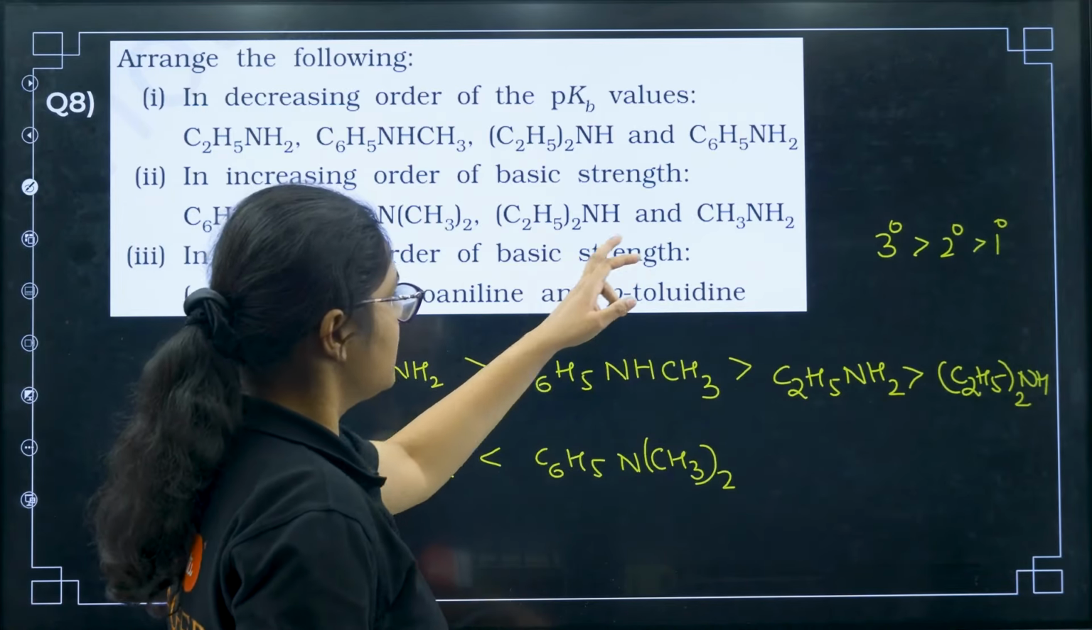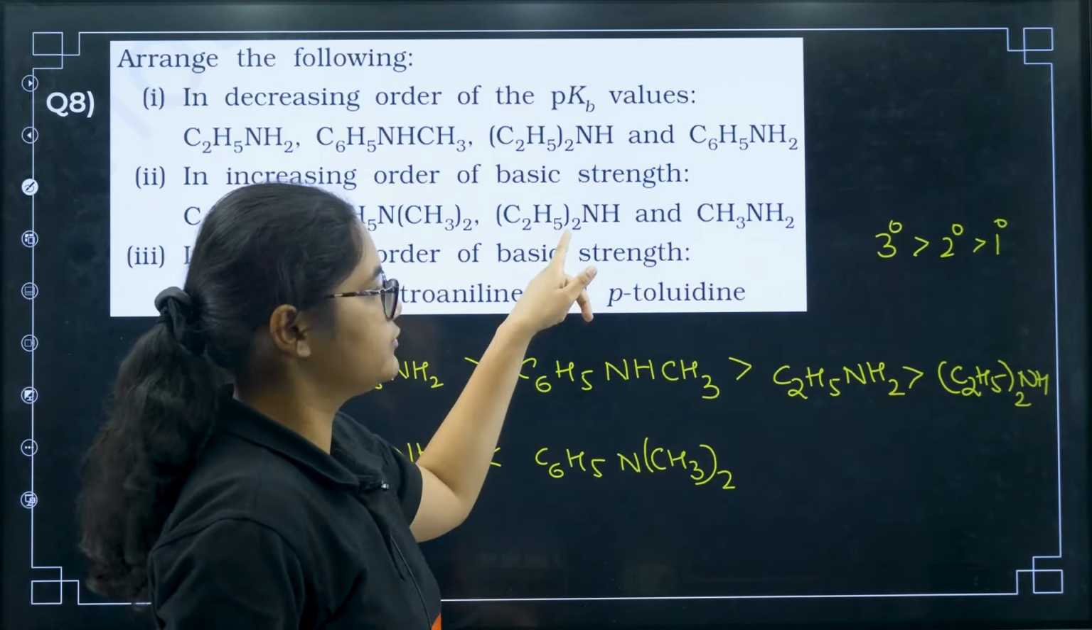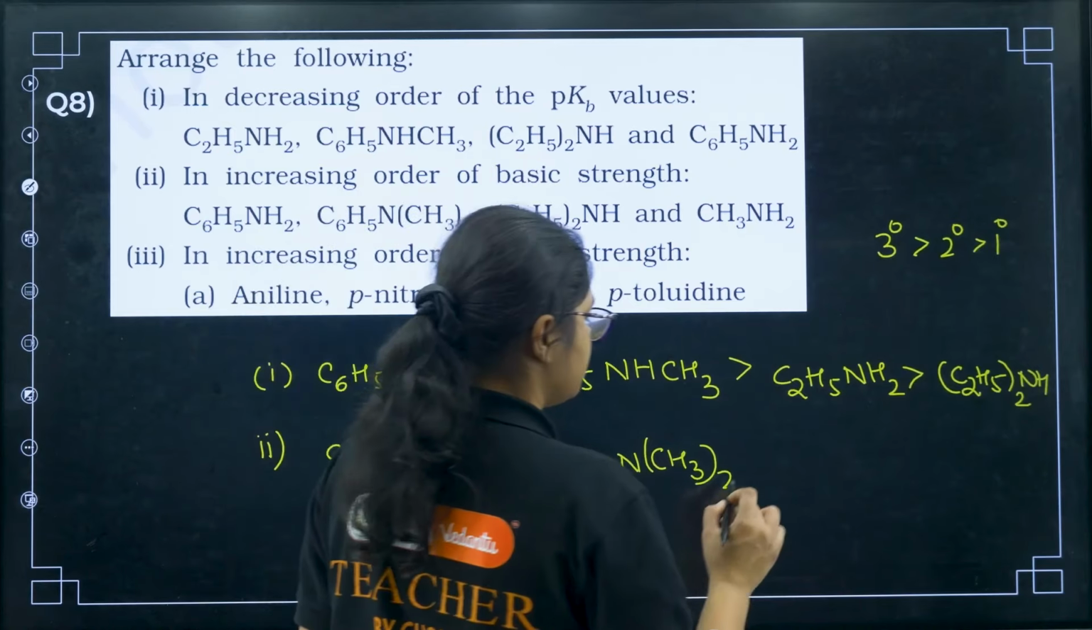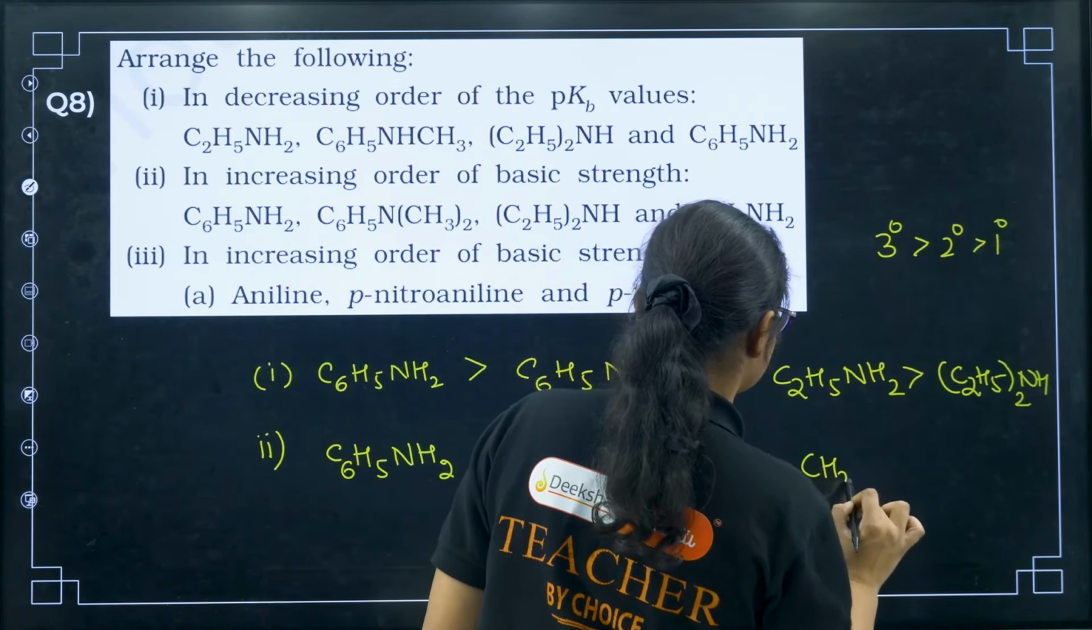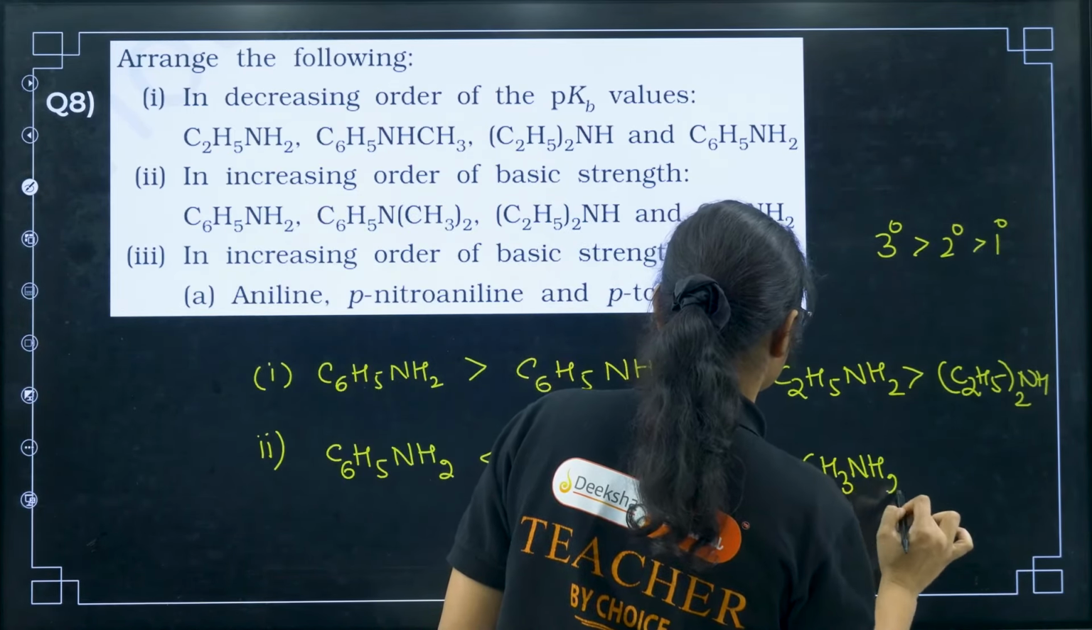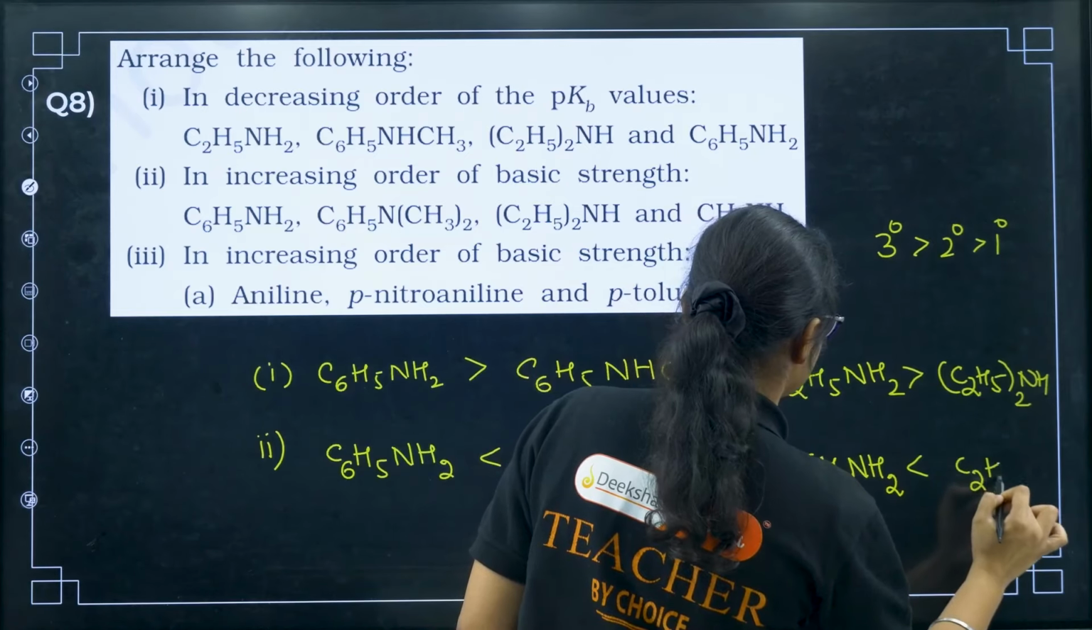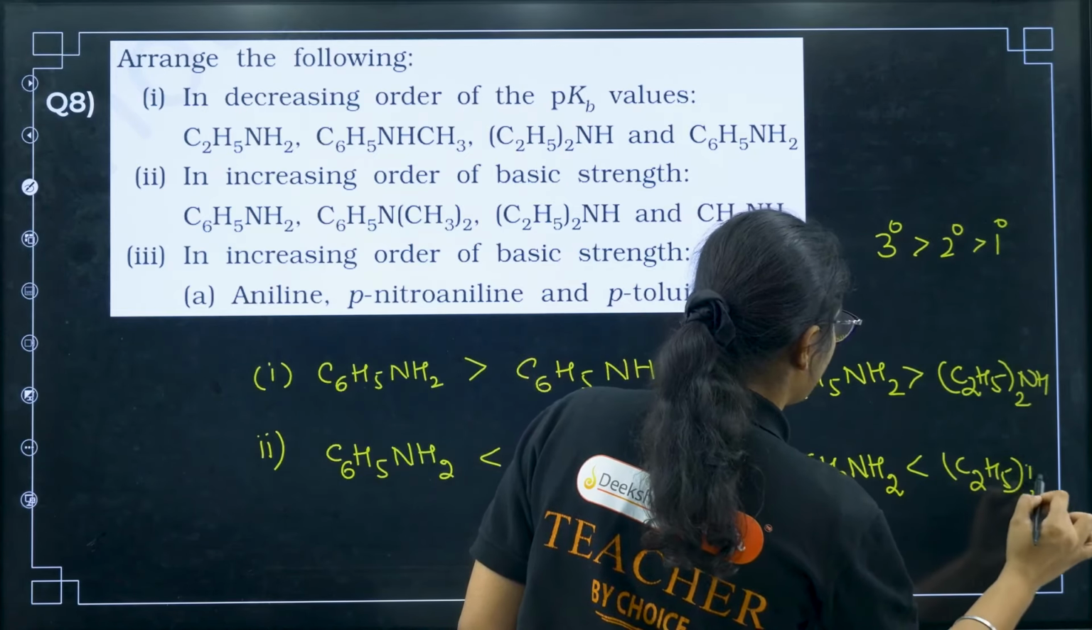Okay. Next here I can have a 2 degree and here I can have a 1 degree, like this is CH3NH2 and this is (C2H5)2NH. So the ethyl group definitely will be more basic. So I will have next CH3NH2 and then (C2H5)2NH.